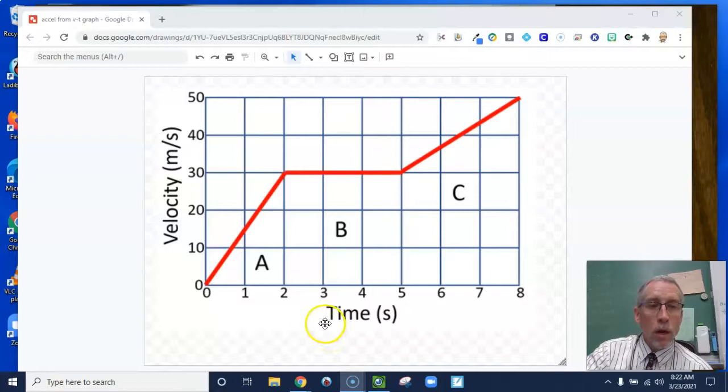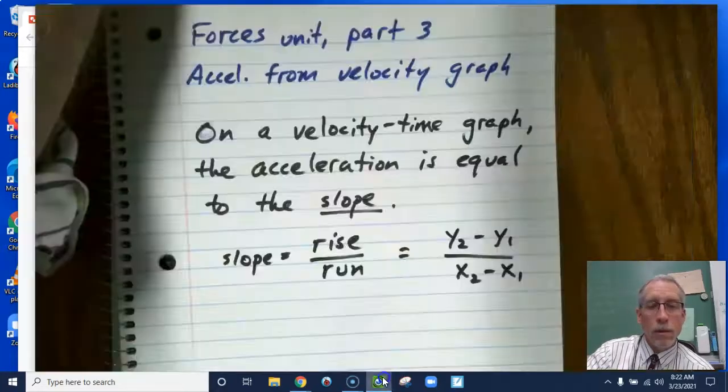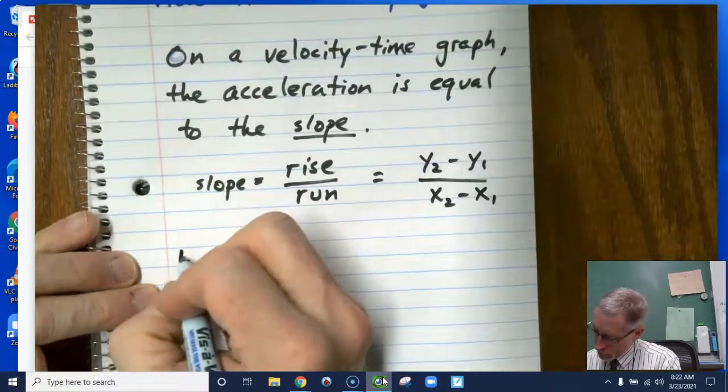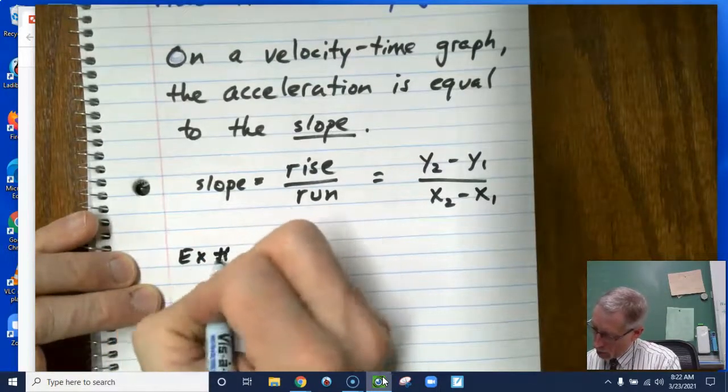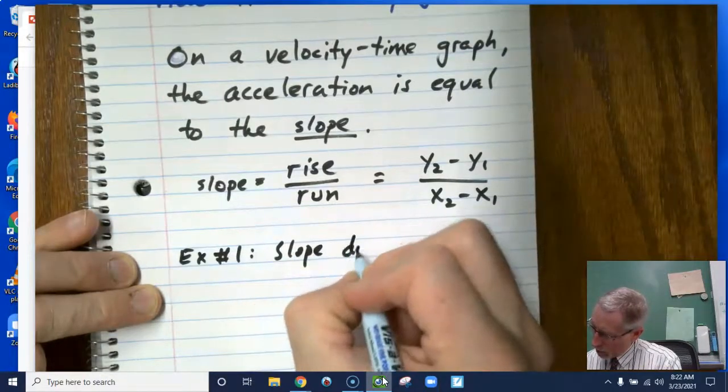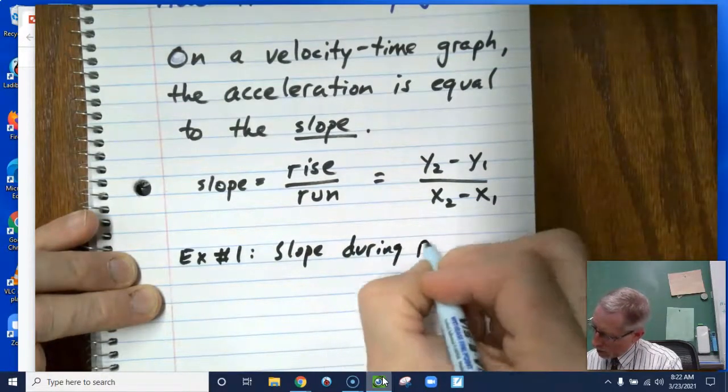Okay? So I'm going to go back to my page here, and we'll say example number 1, slope during part A.